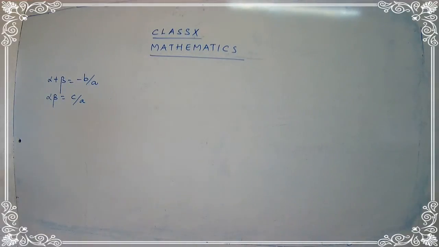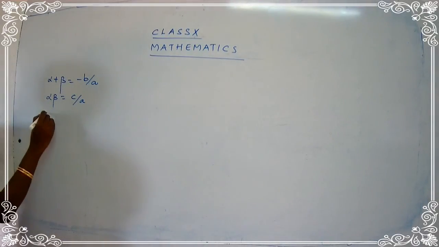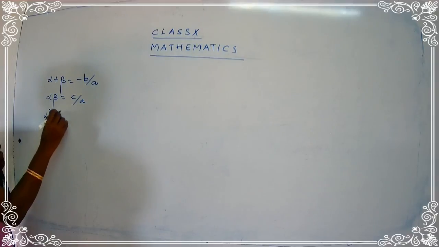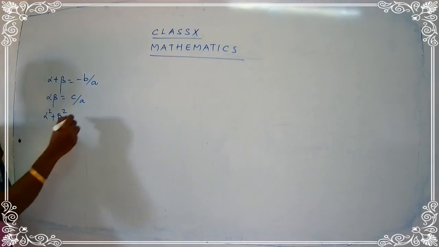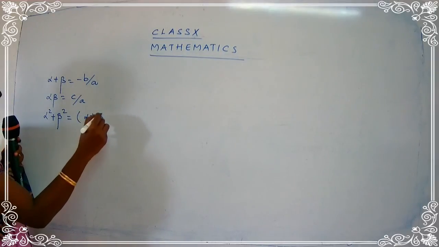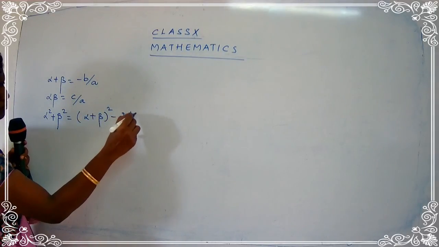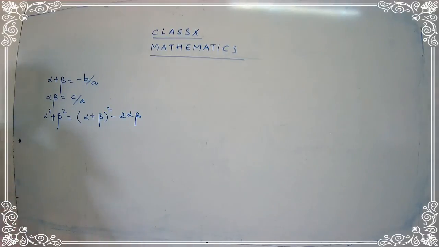What is the next formula? Alpha square plus beta square. Remember how to find out the formula for alpha square plus beta square. Alpha square plus beta square is equal to alpha plus beta the whole square minus 2 alpha beta. Okay, now coming to the next one.